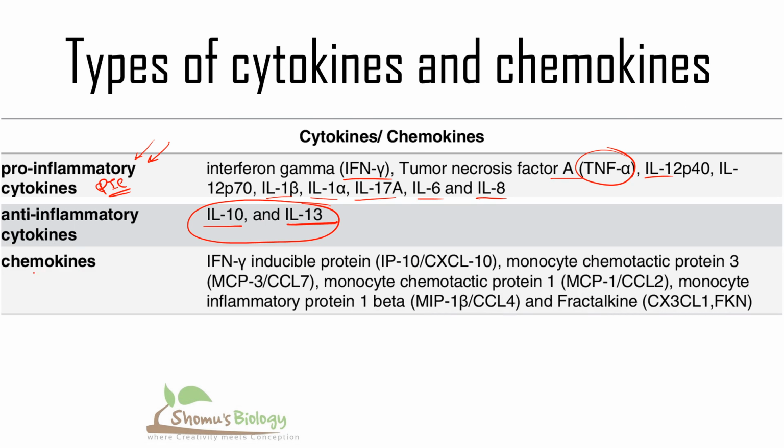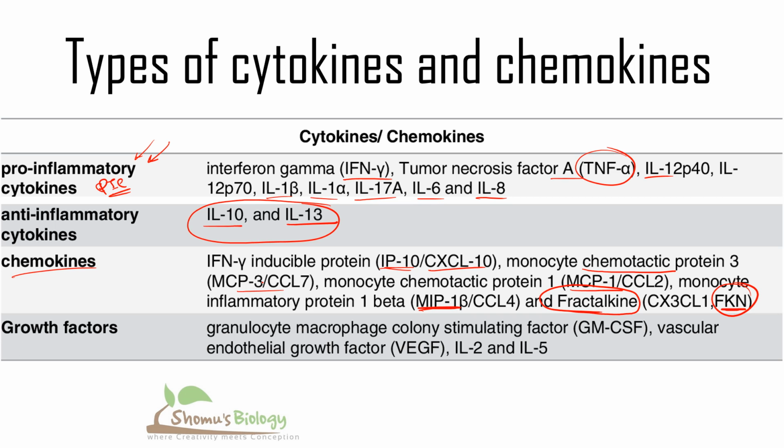The third type, the basic all the other chemokines: interferon gamma inducible protein, IP10, CXCL10, monocyte chemotactic protein 3, MCP3, monocyte chemotactic protein 1, MCP1, macrophage inflammatory protein 1 beta, MIP1 beta, and fractalkine, CX3CL1 or FKN. So these are all the examples of chemokines. Chemokines are a type of cytokines, but their names are totally different. Some of their names are already mentioned in here.